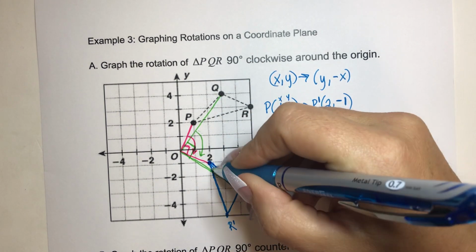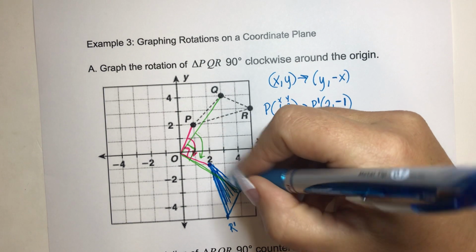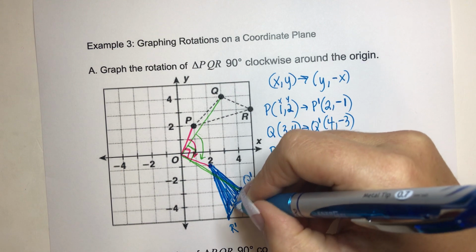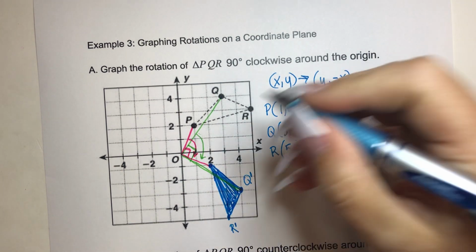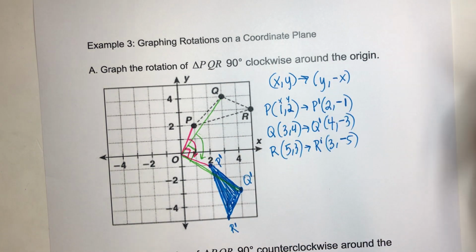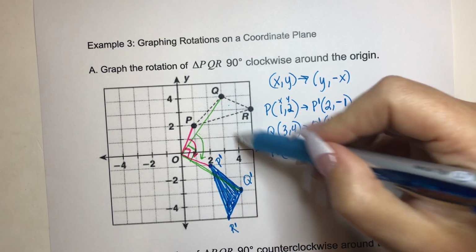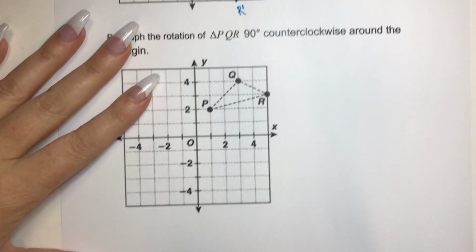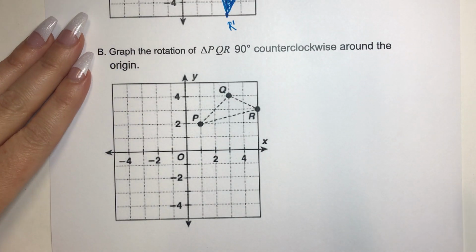And then here's my figure. I can kind of shade it in a little bit. And what was this? This was P prime. And there's the figure rotated 90 degrees clockwise. Perfect. Okay, let's go ahead and look at B now.